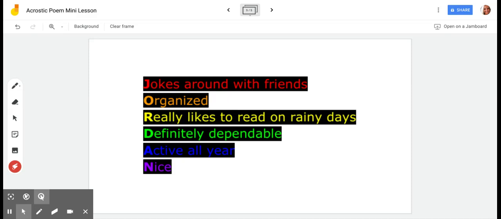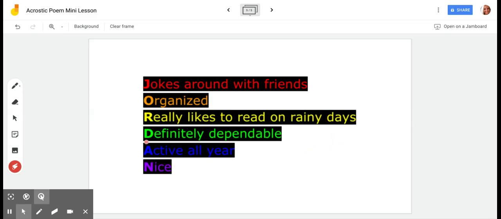However, I did include alliteration. Alliteration is when the first letter of several words begins the same. So in my line that starts with R, the third line, I've got really, read, rainy. That gives my poem a little bit of rhythm.